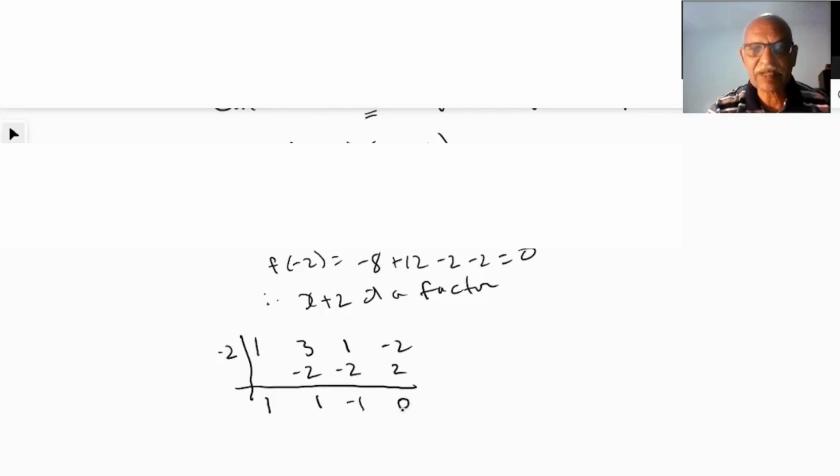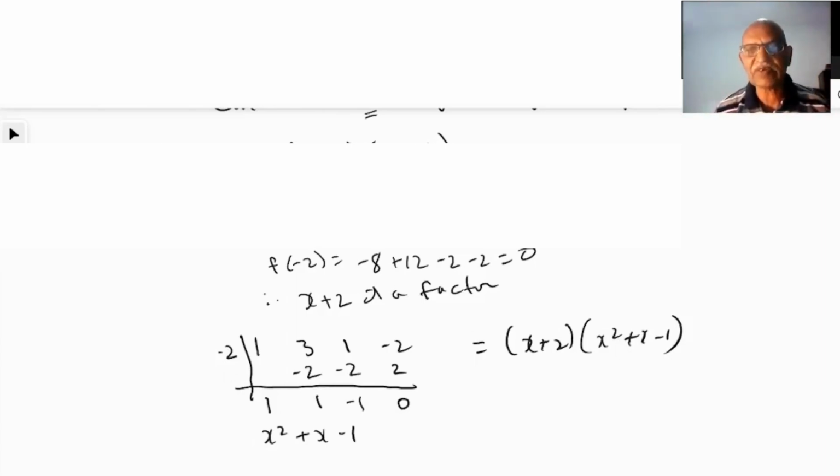What does it mean? The remainder is 0, and the quotient is x squared plus 1x minus 1. I cannot factor this, therefore my polynomial will be equal to x plus 2, x squared plus x minus 1. This is completely factored because I cannot factor this one here.